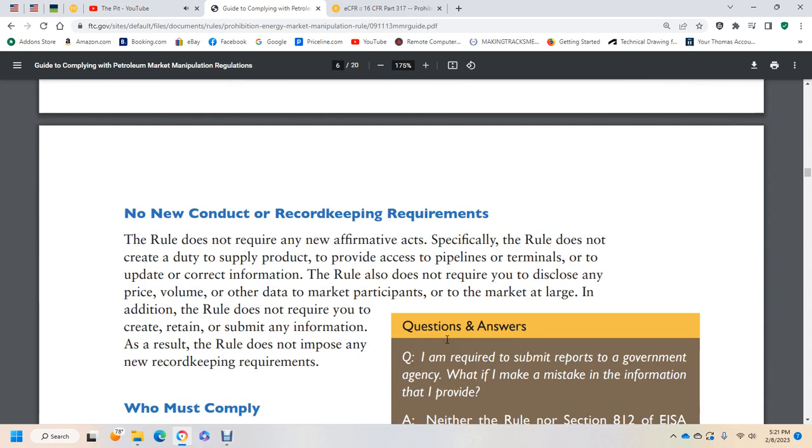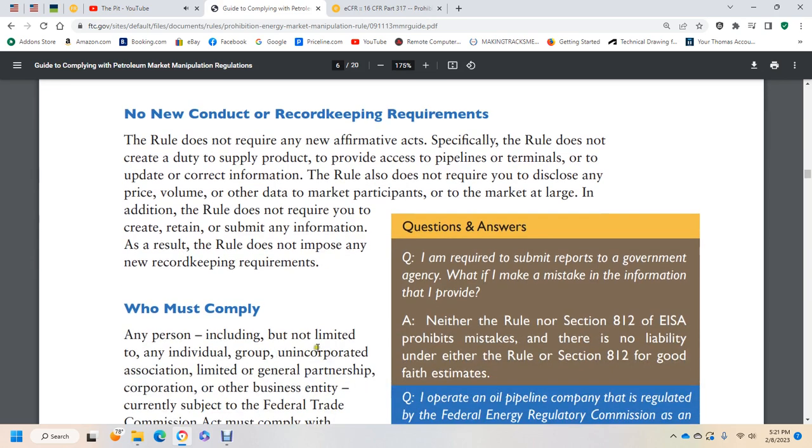Alright, no new conduct or record keeping requirement. The rule does not require new affirmative acts. Specifically, the rule does not create a duty for the supplier of a product to provide access to pipelines or terminals, or to update with correct information. The rule does not create a duty to disclose any price or volume data to other market participants or the market at large. In addition, the rule does not require you to create, retain, and submit any information. As a result, the rule does not impose any new record keeping requirements.